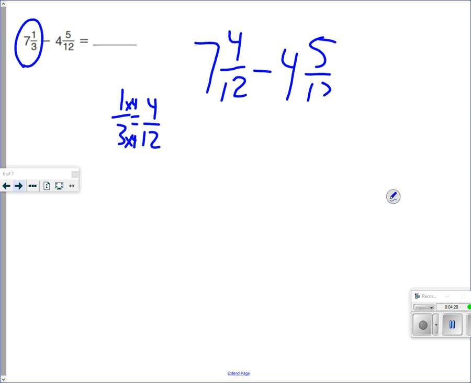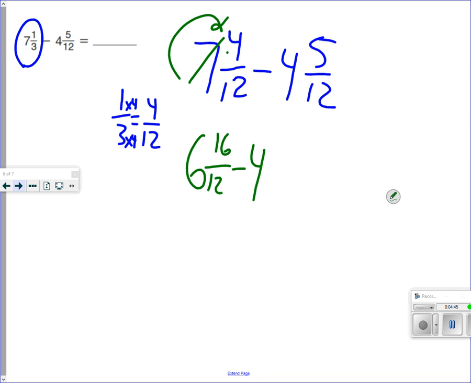I shouldn't have lost anyone at this point in the year on this, okay? The only thing is I can't subtract yet because my numerator, the 4, is smaller than the 5, so I have to borrow. This 7 becomes a 6. I have to put a 12 into this problem, so I have 6 16/12 minus 4 5/12. Now I can subtract. 6 minus 4 is 2. 16 minus 5 is 11. We keep the denominator as 12.